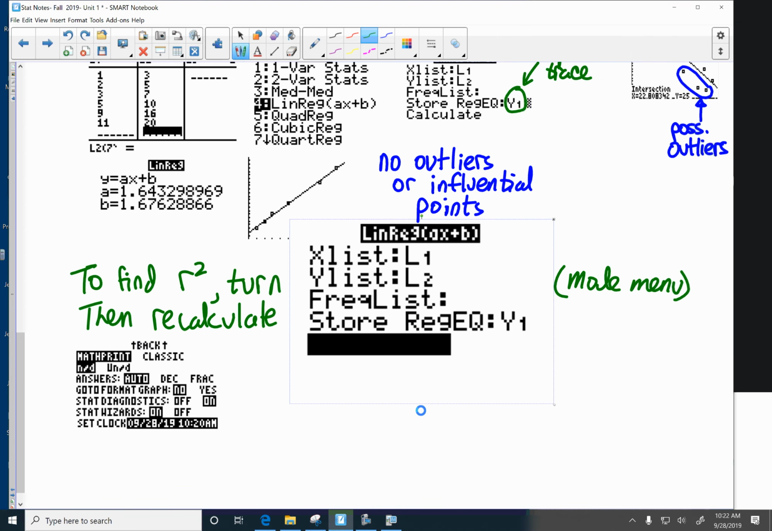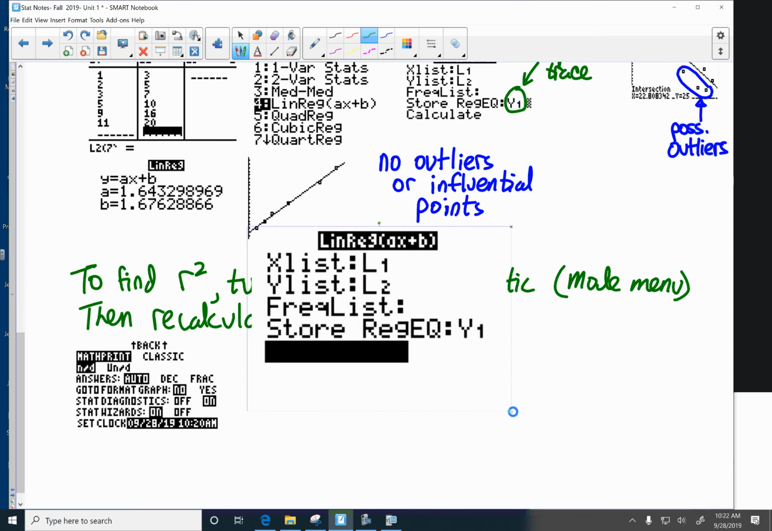What did I do wrong? You want to hit the alpha trace? I did it. So stat calc, I did that, 4. Okay. Then go to store regression equation, alpha trace y1. Okay, and then go to calculate and hit enter. And there it is.